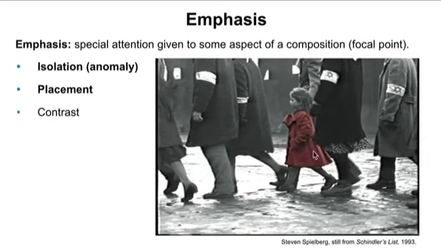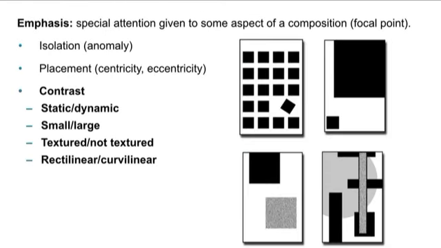So this little girl is one of a kind. Everyone else around her is an adult, and she's placed right in the middle of the composition. Contrast can be created in many ways, and here are a few examples. You can see that there can be contrast in the orientation of a shape, in the size of a shape, in its texture, or whether or not it is rectilinear or curvilinear.